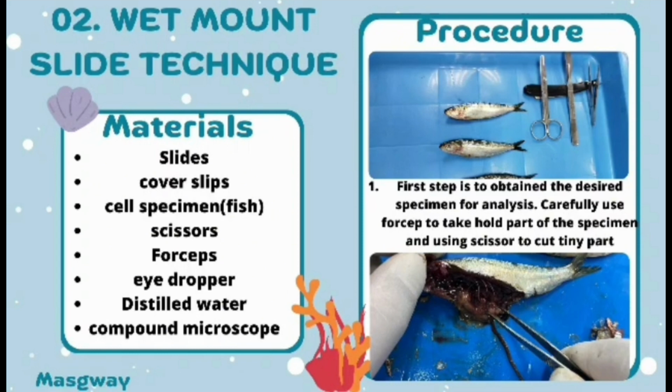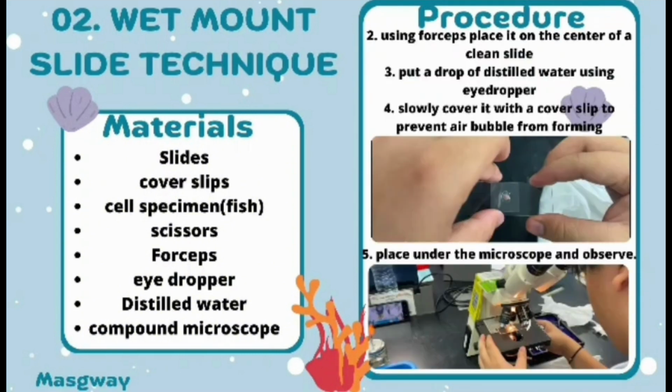Lastly, the procedure. Firstly, you will want to obtain the desired specimen for analysis. Carefully use forceps to hold part of the specimen and use scissors to cut a tiny part. Secondly, use forceps to place it on the center of a clean slide. Thirdly, put a drop of distilled water using an eyedropper. Fourth, slowly cover it with a cover slip to prevent air bubbles from forming. And lastly, place it under a microscope and observe.